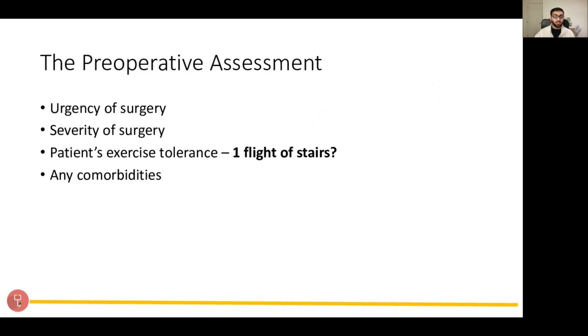Once we've talked about the urgency of surgery, we need to think about the severity of the kind of surgery that the patient is going to have. Is this a small minor procedure on a peripheral part of the patient's body, such as a nail excision or a carpal tunnel release? Or is this something much more invasive that's going to take a much more physiological load onto the patient, such as an invasive chest surgery or major organ surgery, such as a heart or liver or even kidney transplant? Those are more surgical factors.